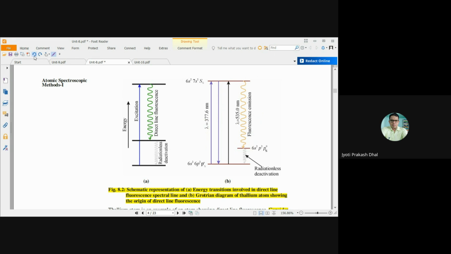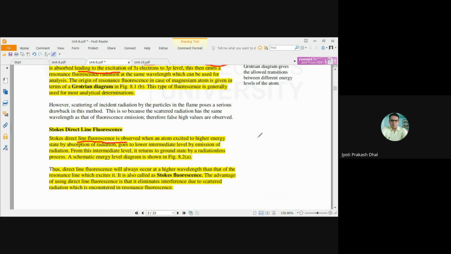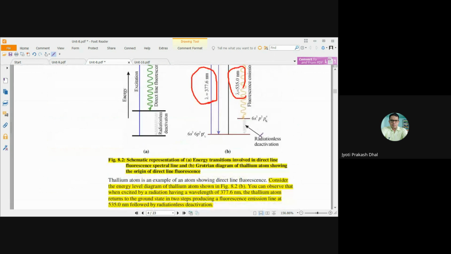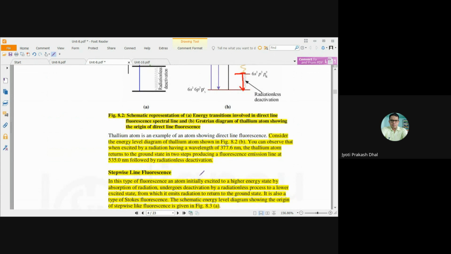Initially it absorbs electromagnetic radiation with wavelength 377.6 nanometer and undergoes excitation, and it comes back to an intermediate lower energy state by emitting electromagnetic radiation with wavelength 535 nanometer. So that shows fluorescence emission, and that type of fluorescence emission is called Stokes direct line fluorescence. From this intermediate state, it undergoes transition to the ground state by emitting heat energy. So the thallium atom is an example of an atom showing Stokes direct line fluorescence.